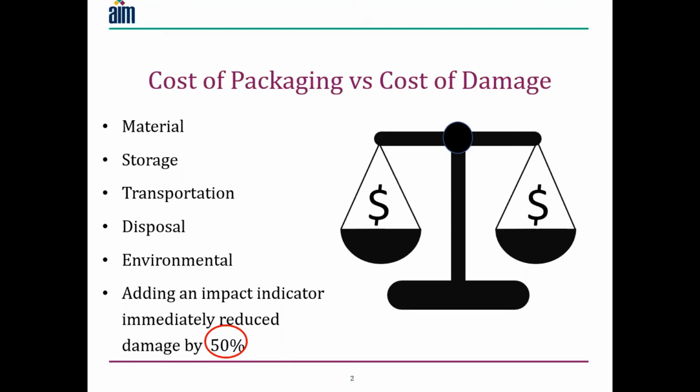So what choice do you have? Well, deploying a monitoring program might be the solution to address your damage issue. By simply adding an impact indicator, we've had customers see as much as a 50% reduction in their damage rates. These devices change the behaviors of supply chain handlers.